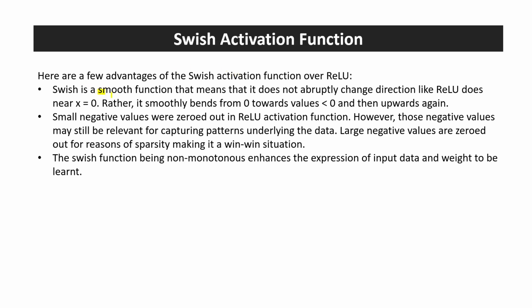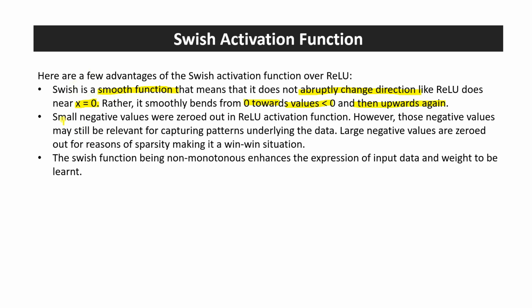Here are a few advantages of the Swish activation function over ReLU. Swish is a smooth function. See, smooth means it doesn't abruptly change direction like ReLU. Yes, ReLU changes direction directly, not smoothly, right? Near x equal to 0, because it passes the negative value as well and tries to calculate for the positive value as well. So for the negative values it goes directly, but in Swish it goes smoothly, so that it can calculate the weights and the biases. So it goes smoothly down toward a value of 0 and then upward again.